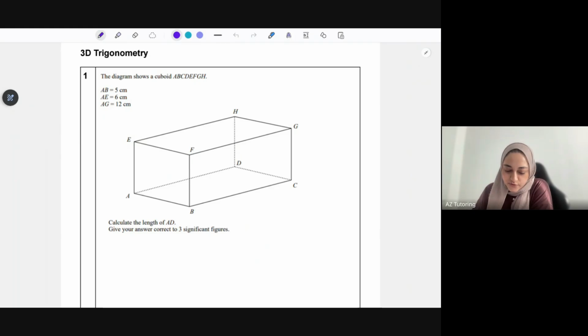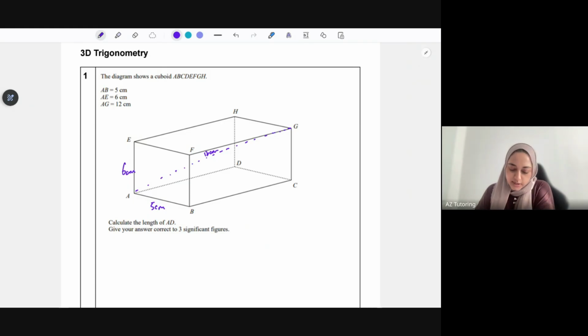It says AB is 5 centimeters. Let's start labeling the diagram. So we know this is 5 centimeters. A to E going up is 6 centimeters. AG is 12 centimeters. Now AG is essentially in the middle of the cuboid. So you can see AG is this diagonal over here. So it's going diagonally straight through. So AG is 12. That's 12 centimeters, that diagonal that's there.